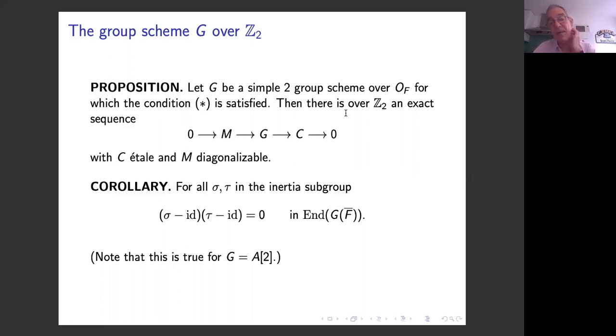So I claim that over OF, there is always an exact sequence of this type with C etale and M diagonalizable. And a consequence of this, and this will be important in the rest of the proof that I will skip, is that if I take two elements in the inertia group, then tau minus the identity kills C. So if I apply tau minus the identity to G, I end up in M. But on M, the action is also unramified because it is diagonalizable and it is killed by 2. Then sigma minus the identity kills M. So I know this relation that sigma minus the identity times tau minus the identity is always 0 on the points of an arbitrary simple two-group scheme.